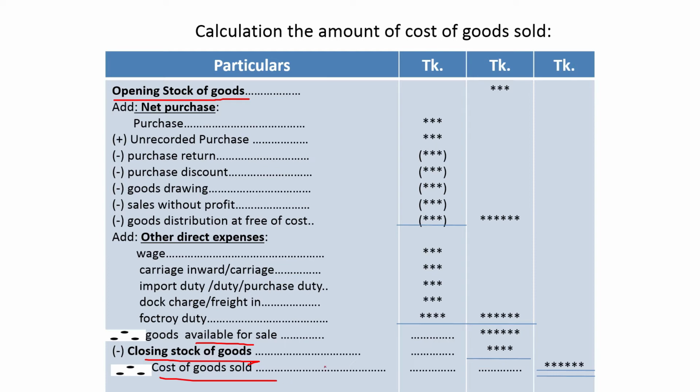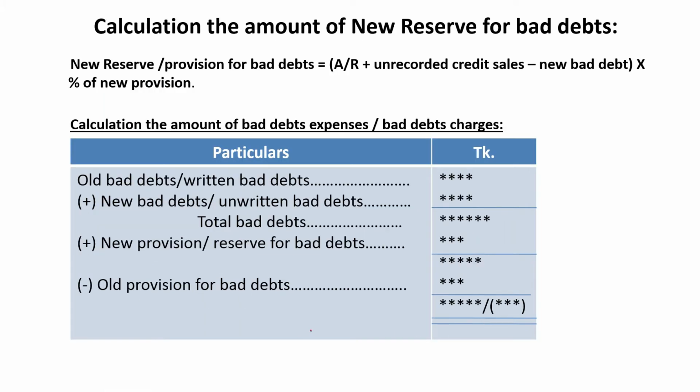Okay, dear students. Now the calculation of the amount of new reserve for bad debts. The formula is accounts receivable plus unrecorded credit sales minus new bad debt, into percentage of new provision.